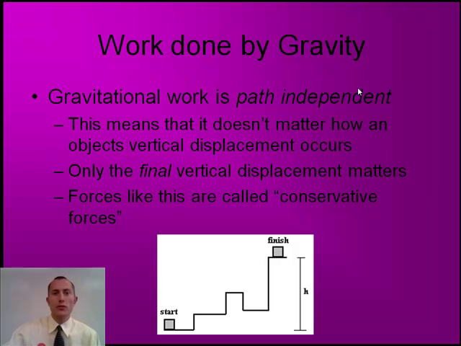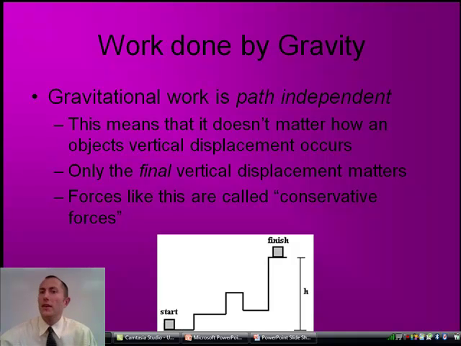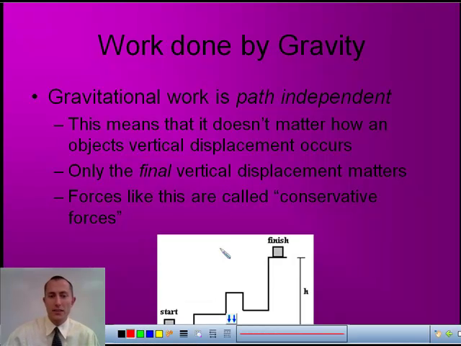Now, gravitational work is what we call path independent, and what that means is that it doesn't matter how it gets from A to B. It doesn't matter the path it takes. It doesn't matter if we look down here, if it does something like this, up and down, up and down. The only thing that matters is the net change in height.